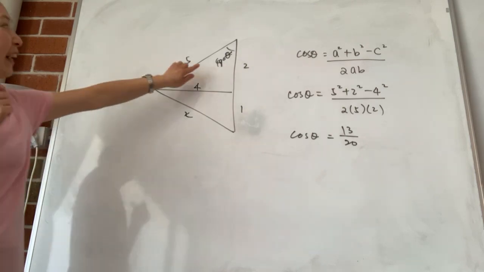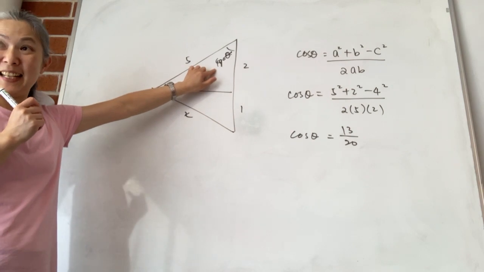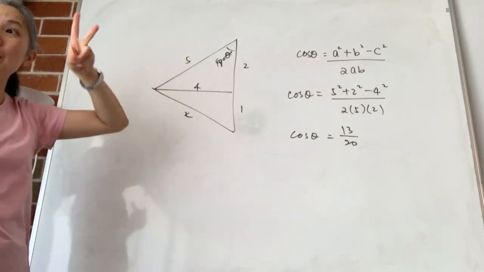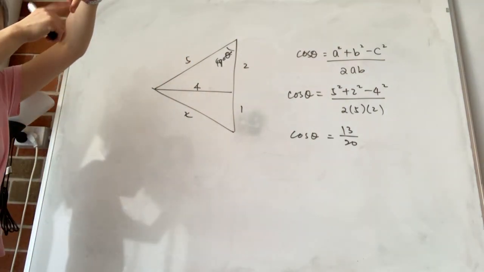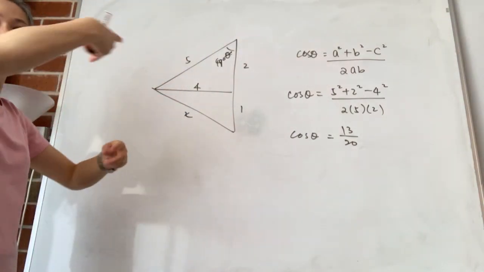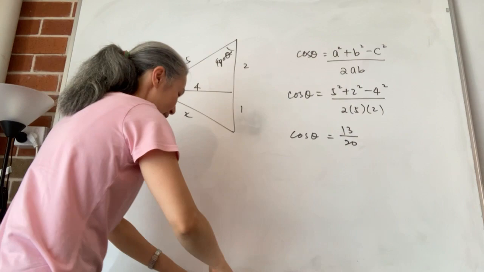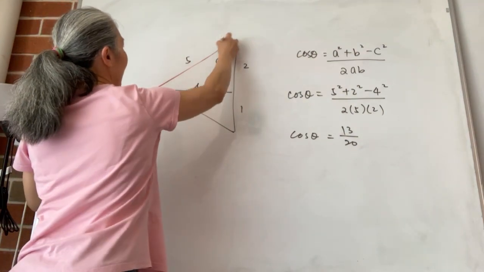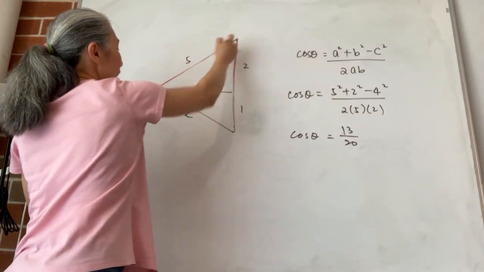You already have the angle 49. And then you have the sides. Look at this. You have this, you have that, you have this. That means you can find this.